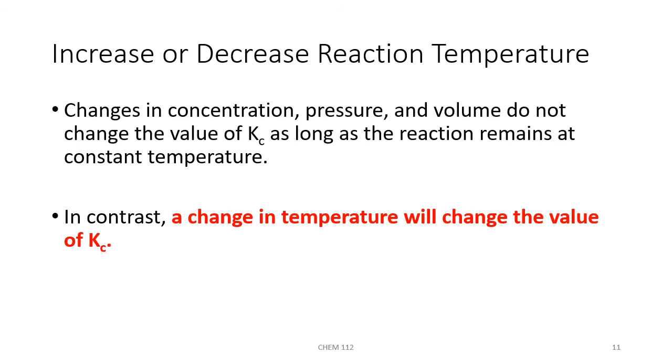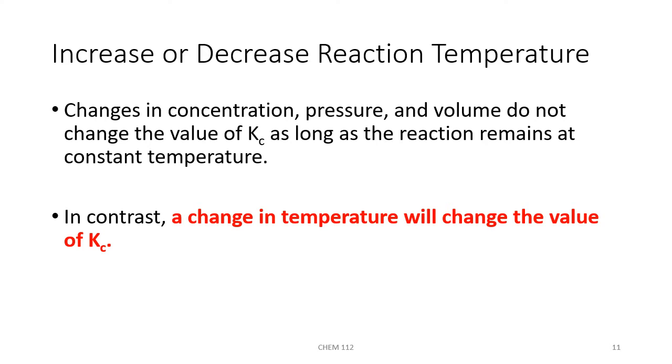The next type of stress that we could impose on our system is either increasing or decreasing the temperature of the reaction. All of our other previous stresses, such as adjusting amounts of reactants or products, changing the pressure or volume, do not adjust the value of Kc. The value of Kc is constant as long as the reaction remains at constant temperature. But a change in temperature will change the value of the equilibrium constant.